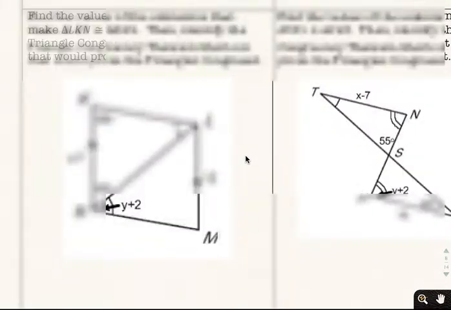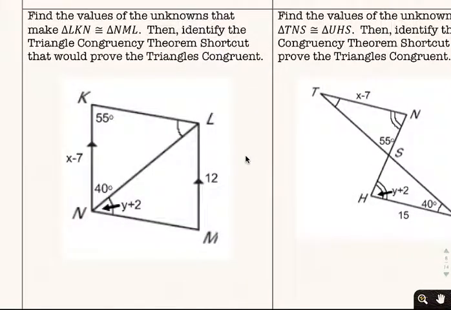I want you to find the values of the unknowns, of course, but I want you to find the values of the unknowns that are going to make the two triangles in this picture congruent. And again, we're going to do some marking right off the bat. We have LK and NM, so those are going to be congruent. And then KN congruent to ML. And of course, the middle, even though it says it, we know that's going to be reflexive.